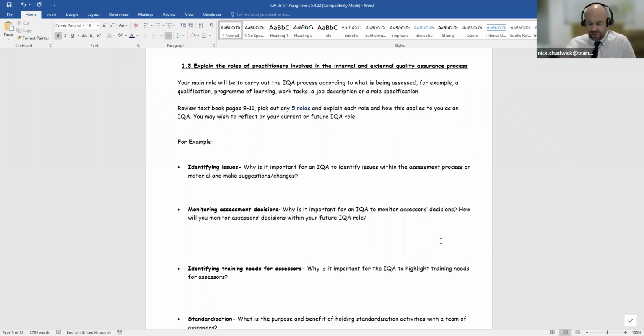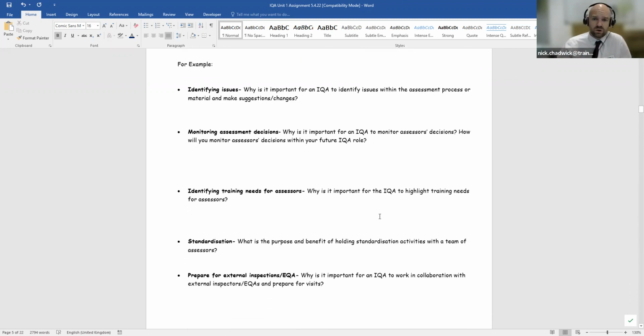Now, on pages 9 to 11, we would like for you to review the many list of IQA roles. There are many bullet pointed as highlighted on pages 9 to 11, and we would like for you to pick out any 5 roles and explain the role. So why is the role perhaps important as an IQA, and also how it relates to your current or future practice as well. So I've written 5 just on my assignment template. These would be my 5 roles.